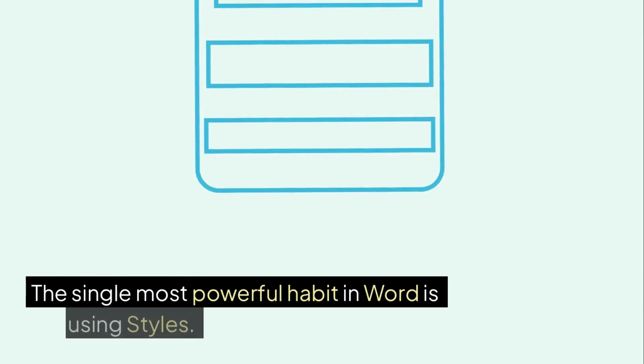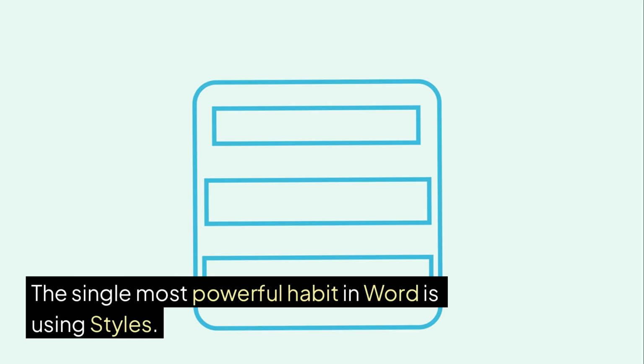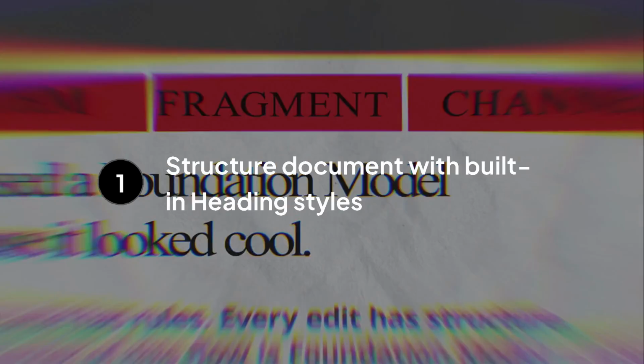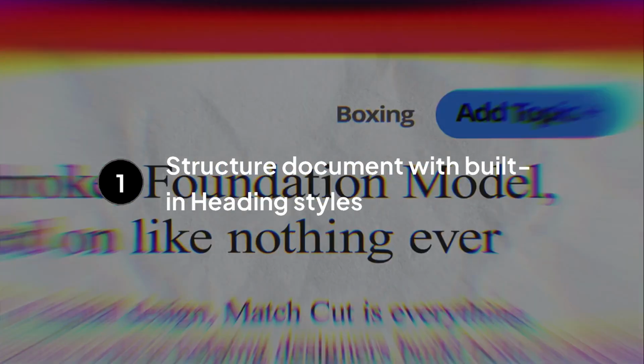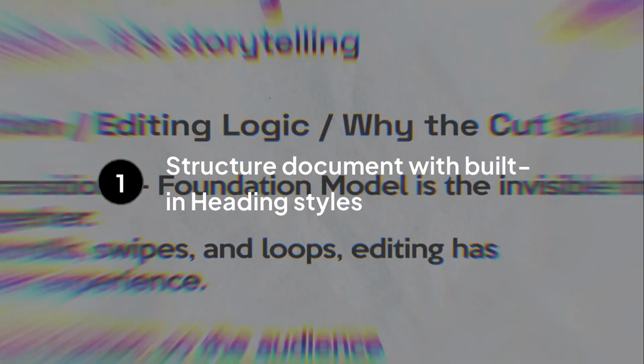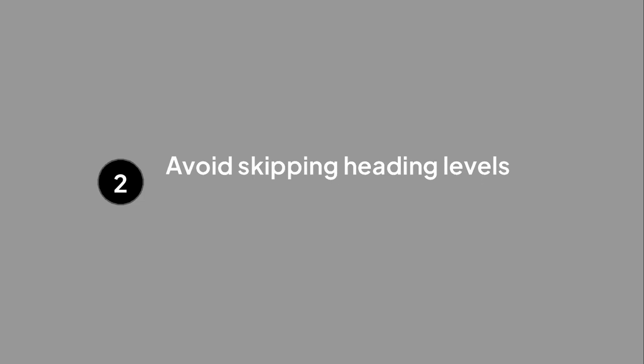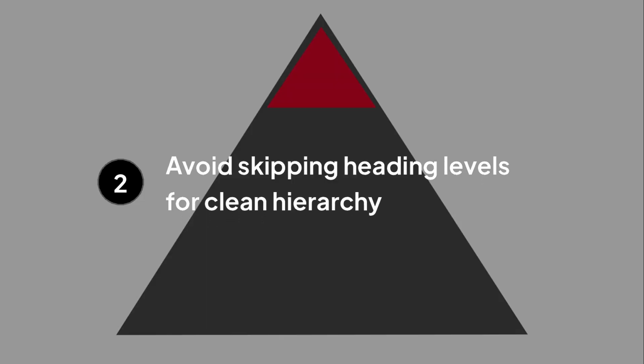The single most powerful habit in Word is using styles. Start by structuring your document with built-in heading styles in order. Heading 1 for main sections, Heading 2 for subsections, and so on. Avoid skipping levels, because that's what gives Word a clean hierarchy to understand.